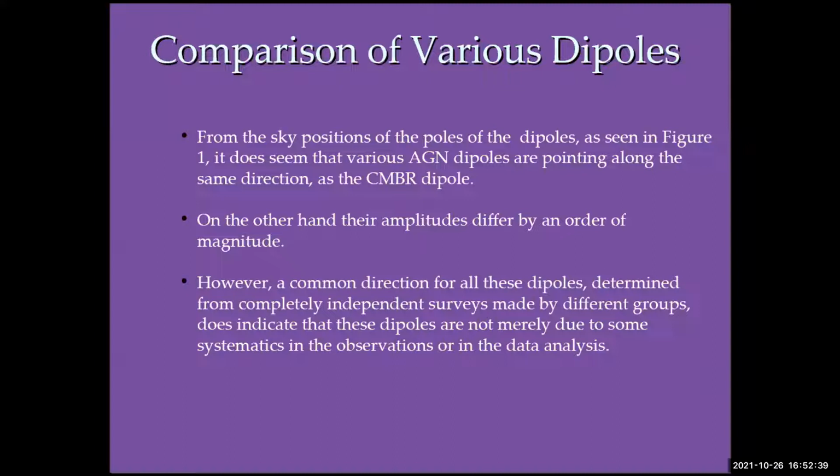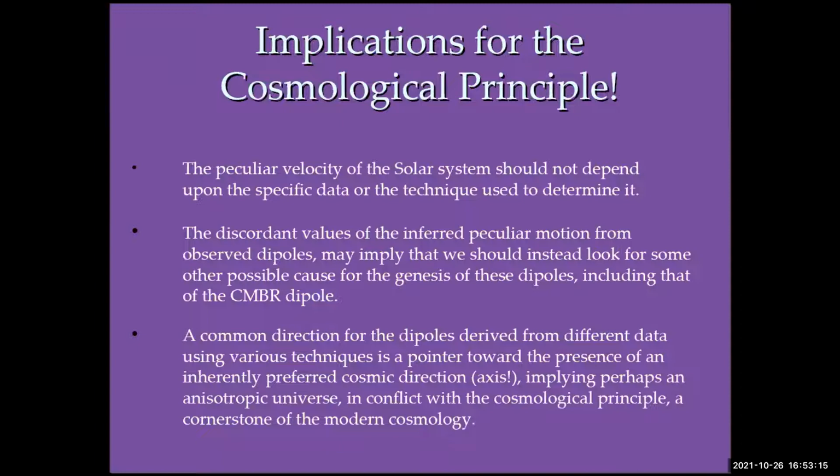However, a common direction for all these dipoles, determined from completely independent surveys by different groups using different programs, does indicate that these dipoles are not merely due to some systematics in the observations or in data analysis, and there's something genuine in that direction. And it does not fit the peculiar velocity model, because peculiar velocity should be one value. That is the motion of the solar system, or that is observed in the solar system, with respect to the average universe. But that cannot vary on what source they use, whether AGN, the supernova, or CMB.